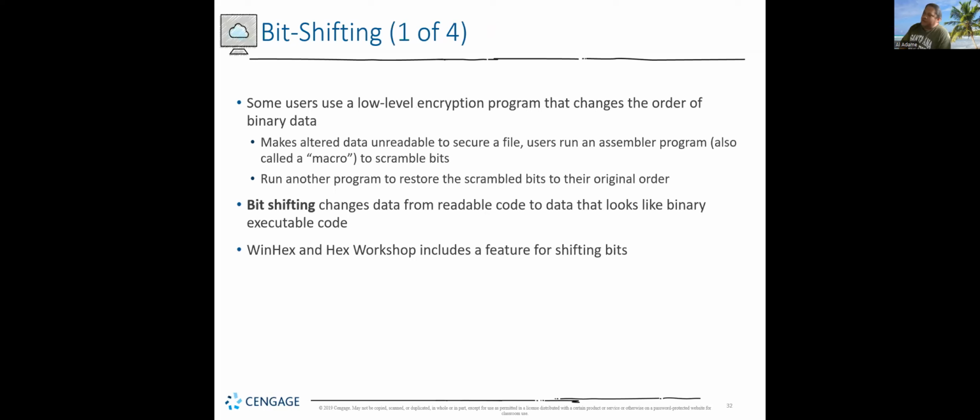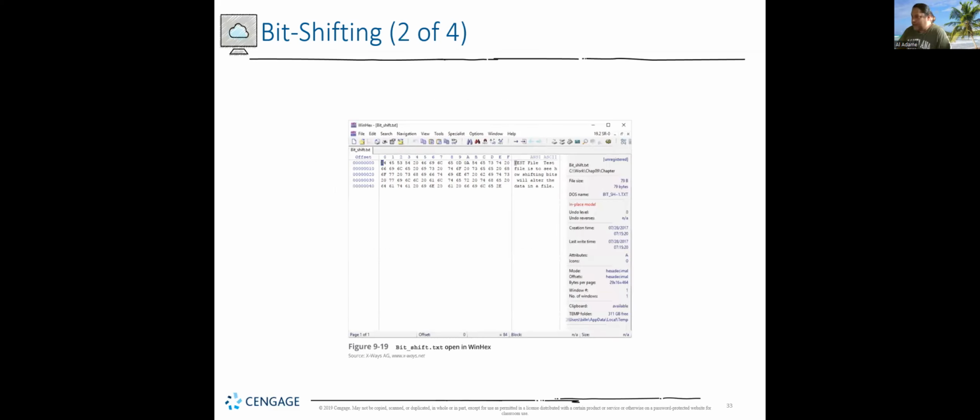Some users use a low-level encryption program that changes the order of binary data, makes altered data unreadable to secure a file. Users run an assembler program, also called a macro, to scramble bits, then run another program to restore the scrambled bits to their original order. Bit shifting, which we mentioned earlier, changes data from readable code to data that looks like binary executable code. WinHex and Hex Workshop include a feature for shifting bits. That's what that looks like.